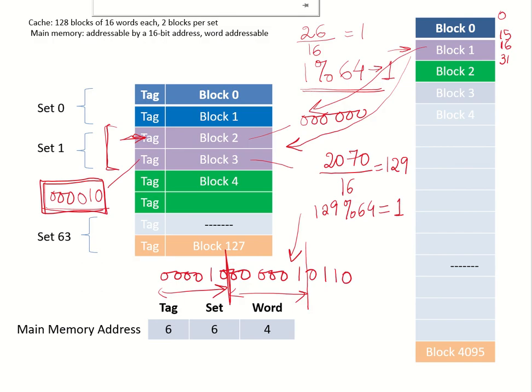Now when the processor sends out a new address, first it will check the set to which that main memory address belongs. Then within the set, it will check the tag bits of all the blocks and see whether it is a hit or a miss. So this is how set associative mapping works.